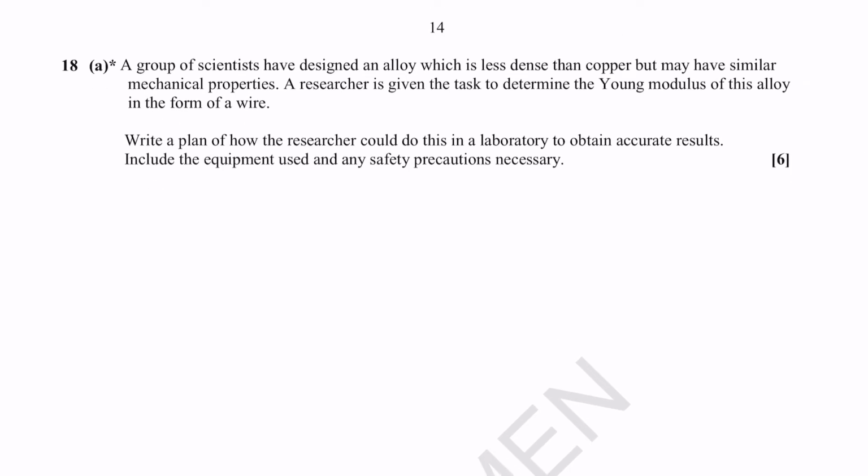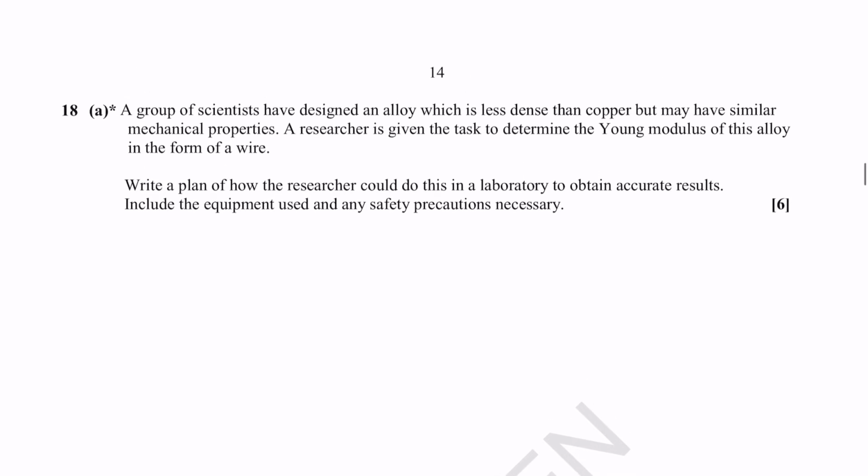Part A says that a group of scientists have designed an alloy which is less dense than copper but may have similar mechanical properties. A researcher is given the task to determine the Young modulus of this alloy in the form of a wire. Write down a plan of how the researcher could do this in a lab to obtain accurate results, including the equipment used and any safety precautions necessary.